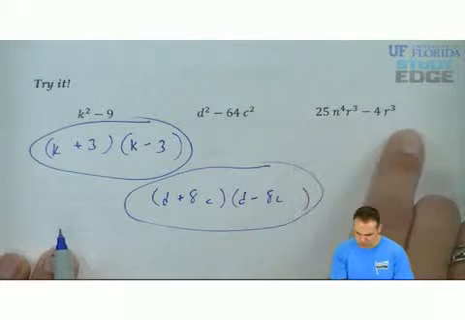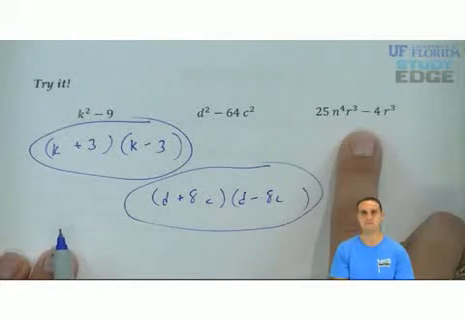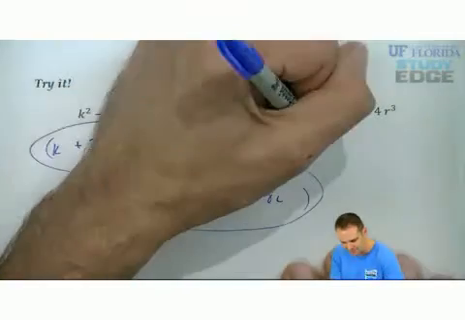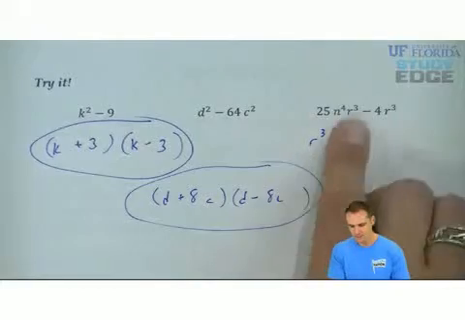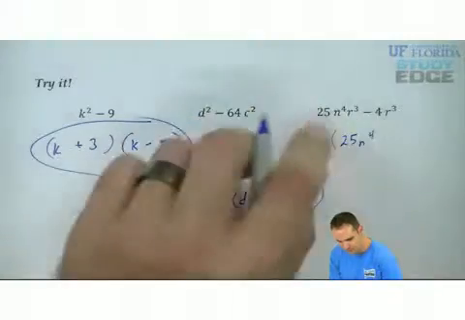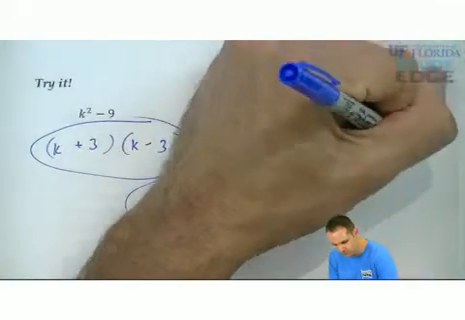25, 4. Ooh, but I see a lot. I see some stuff that might be in common here. I always look to see if there's anything in common. I see an R cubed that I can factor out. Right? R cubed and R cubed. I'll be left with 25 n to the 4th, minus 4. Took out the R cubed.